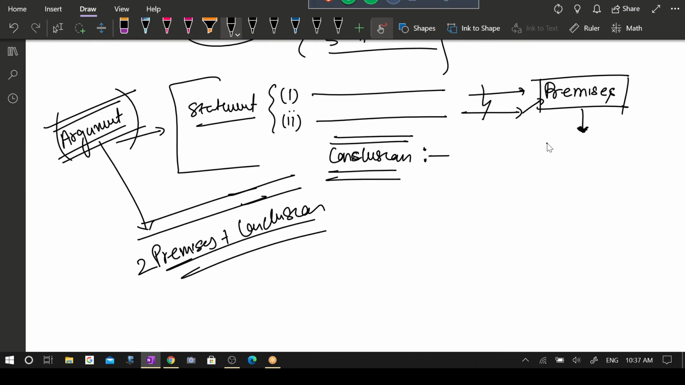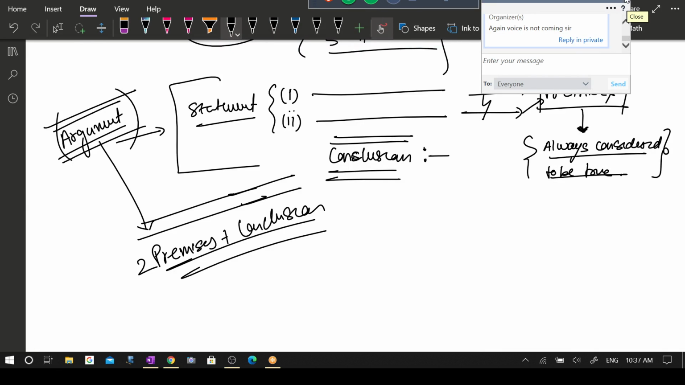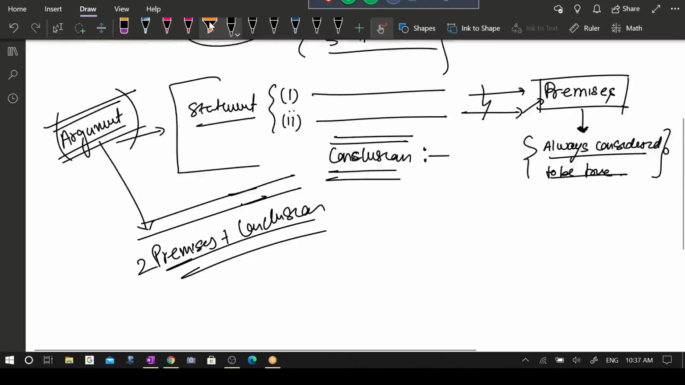Premises are always considered to be true. Keep this in mind, right? So what is an argument? An argument is a combination of two premises and a conclusion. These two premises are statements, and statements are always considered to be true, whether it says all men are dogs. So please, if a premise says all men are dogs, consider it to be true.